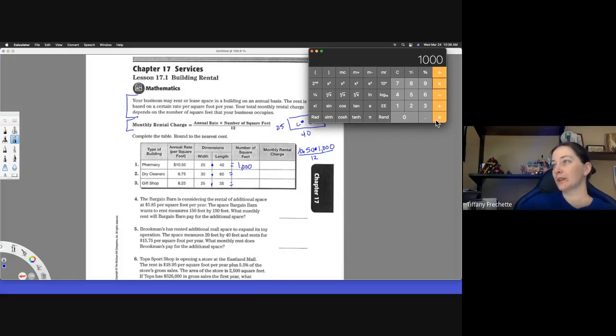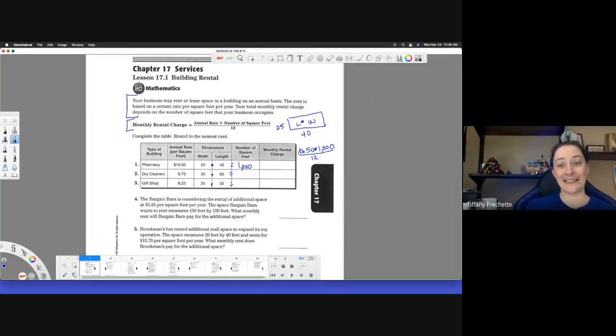So 1, 2, 3 equals divided by 12. Oops, 12 is 875. All right, that's better. An $8,000 building would be pretty darn expensive. That better be a pretty darn big building, or in some prime real estate or something like that. All right, so this is the monthly rental charge.